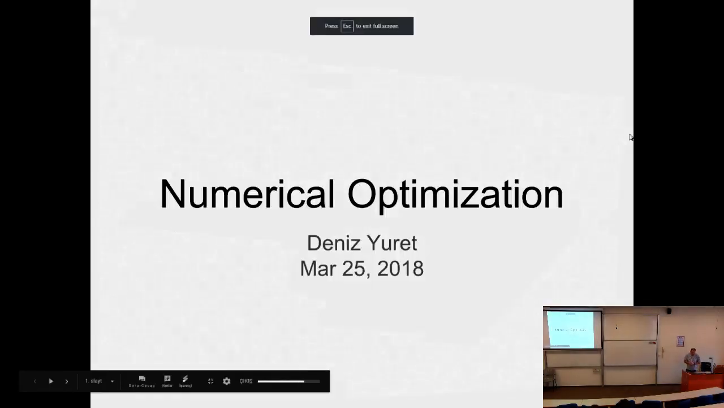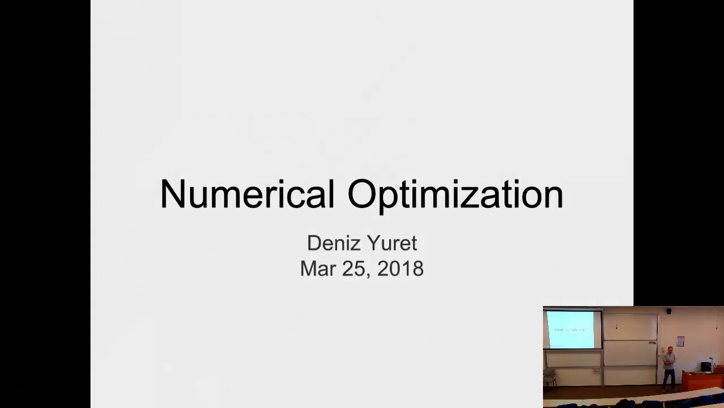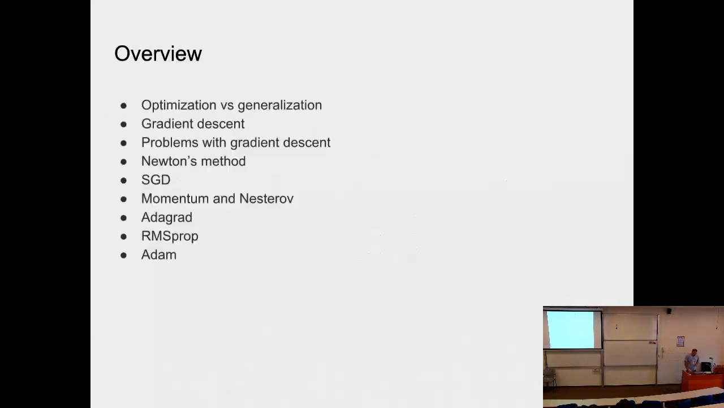Okay, so let's see the theory behind numerical optimization now. So here's a rough overview. I'm going to try to get as much as possible through this. First, we're going to talk about, what is the difference between optimization and generalization? What does optimization mean for learning algorithms? And what are the difficulties that we need to take into account?